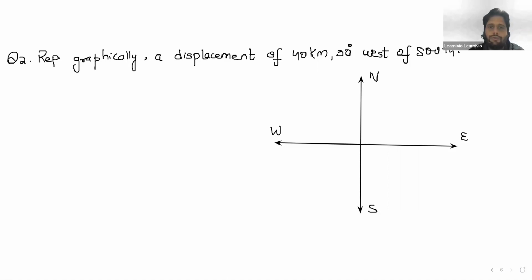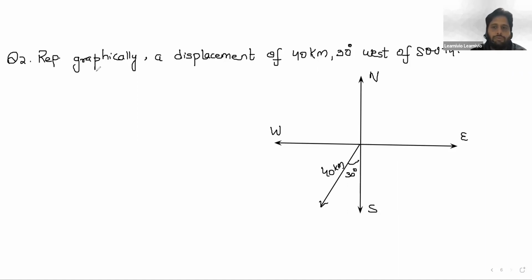I hope everyone has done this. Okay, 30°. This should be 30° west of south, and it is 40 kilometer.